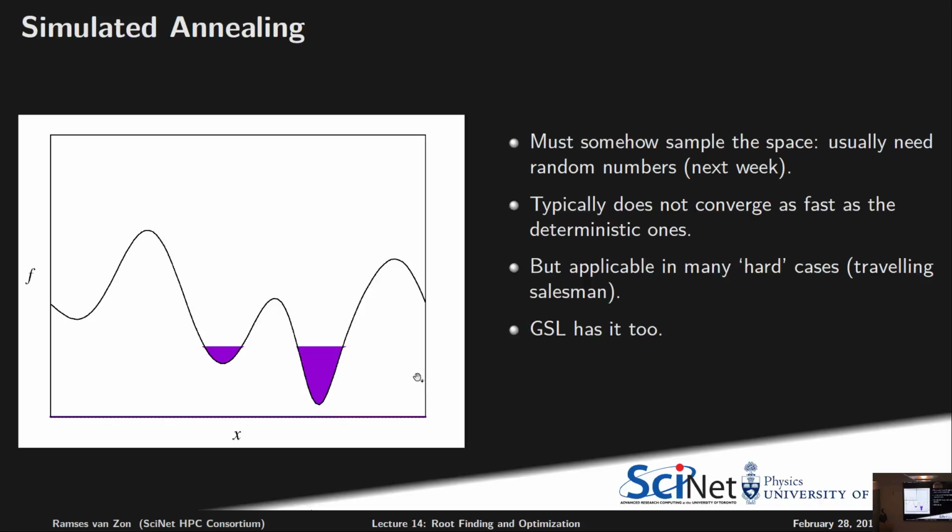So I'll leave that till next week to see how we could implement it. It is in the GSL. We need random numbers, which we're going to do next week anyway. But this is one way, a slow way. It converges slower than the other ones. It's non-deterministic. It's slower, but you have a better chance to find the absolute minimum. So that's simulated annealing. You pretend like you're lowering the temperature of your system.